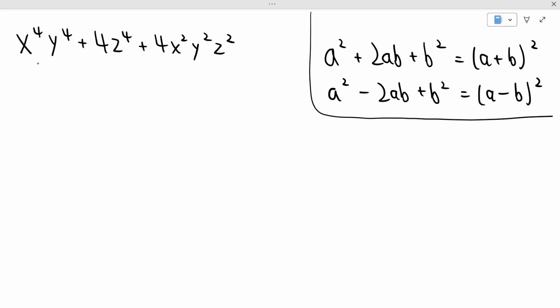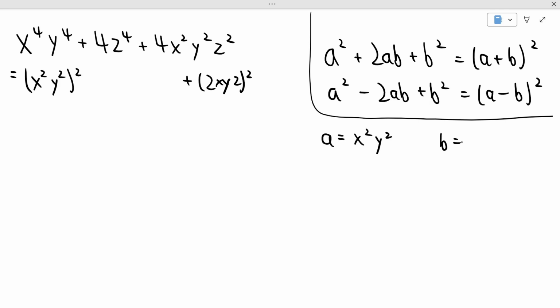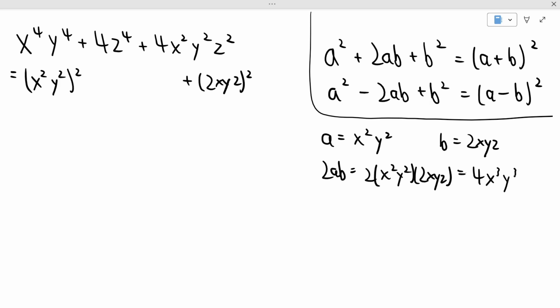Let's factor x to the fourth y to the fourth plus 4z to the fourth plus 4x squared y squared z squared. So if we look at this expression, we'll see that we can rewrite x to the fourth y to the fourth as (x squared y squared) all squared, and 4x squared y squared z squared as (2xyz) all squared. So this means we can set a equals x squared y squared and b equals 2xyz, and this means 2ab equals 2 times x squared y squared times 2xyz, which is equal to 4x cubed y cubed z.